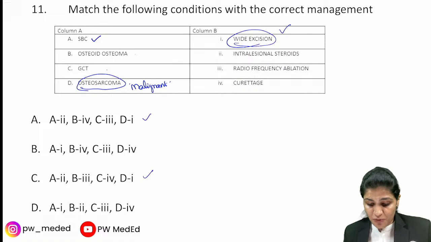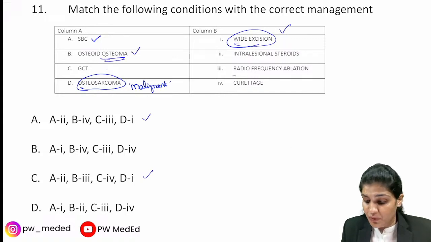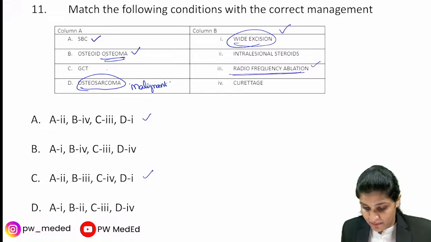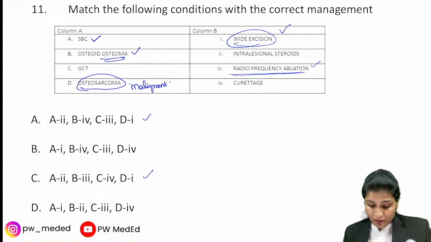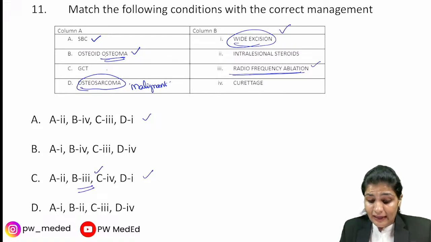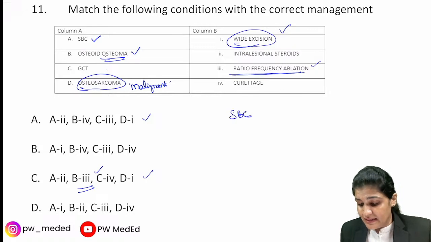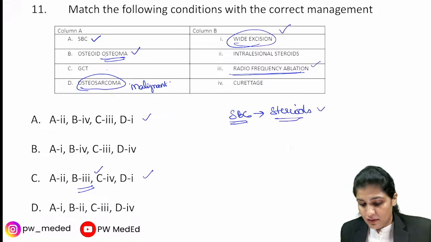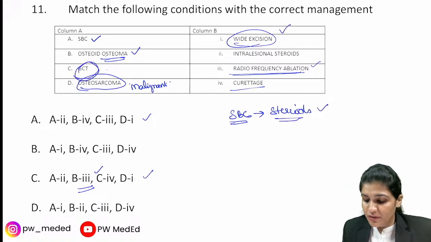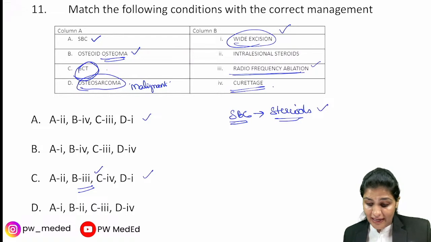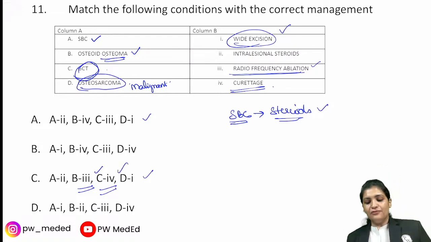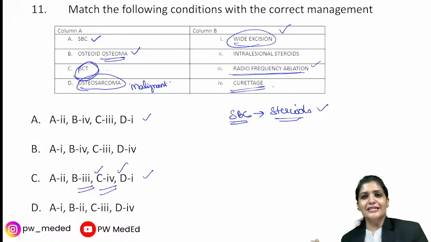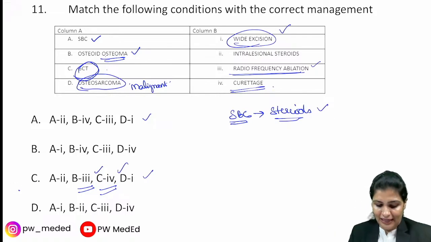There are 2 options for D and 1. If you remember, osteoid osteoma is treated with radiofrequency ablation. That is B, and B is 3. SBC, the simple bone cyst, is treated with steroids, and GCT, if you remember, is treated with curettage. So C is 4, and C4 is the only one option. If you know that giant cell tumor is treated with curettage, you can directly answer this question.